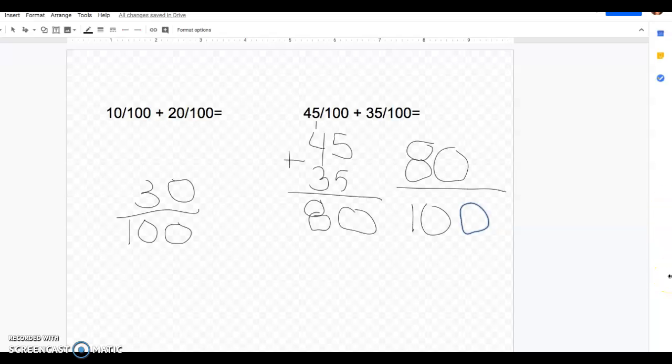Okay, class, that's how you add decimal fractions with like denominators. Good luck on your assignment.